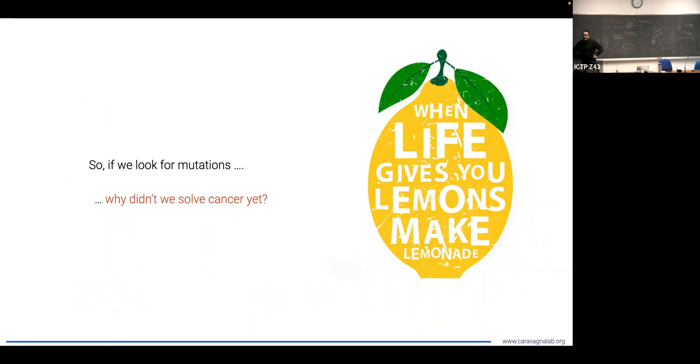We understand there are somatic mutations. We know we can sequence mutations and therefore, why didn't we solve cancer yet? That would be the natural question, right? I gave you the secret thing, the mutation, blah, blah, blah. We have the technology to measure that. Let's do some stats and solve it. And the problem is that it just doesn't work in this very simple way, because evolution is a dynamical process, so we need to do more than looking at somatic mutations.